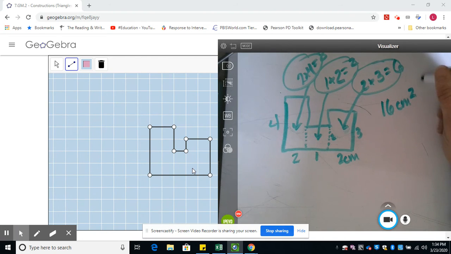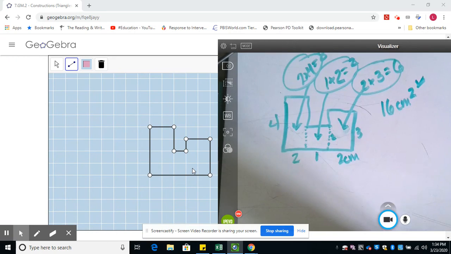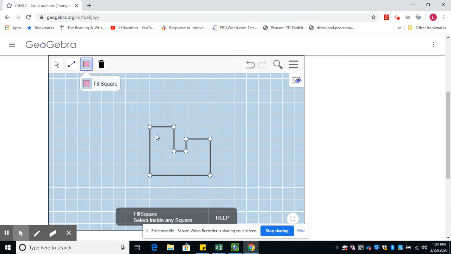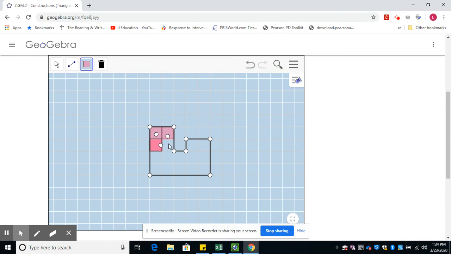This part here, this unit tells us literally how many squares there are, right? So I should be able to check my work by counting each individual square, and there should be 16. So I've got 1, 2, 3, 4, 5, 6, 7, 8, 9, 10, 11, 12, 13, 14, 15, 16.